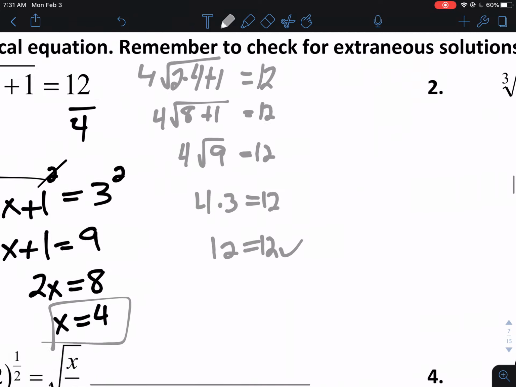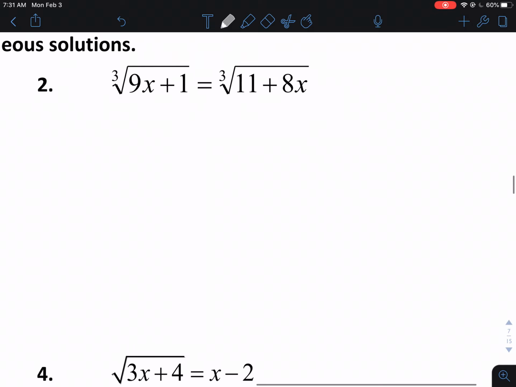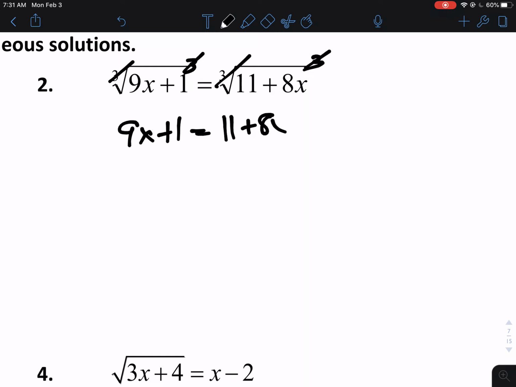Okay, let's move on to number 2. So number 2, we've already got radicals by themselves on each side, and they're both cube roots. So we take each side to the power of 3. That way cube root and cube are going to cancel. So we get 9x plus 1 equals 11 plus 8x.